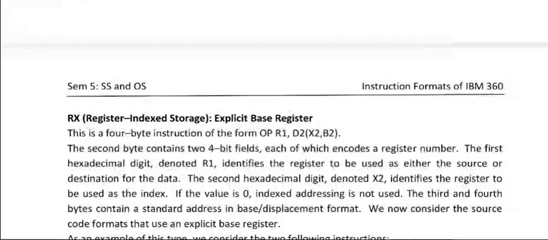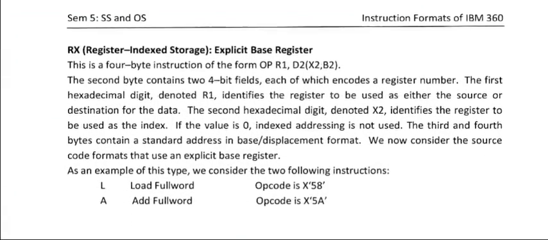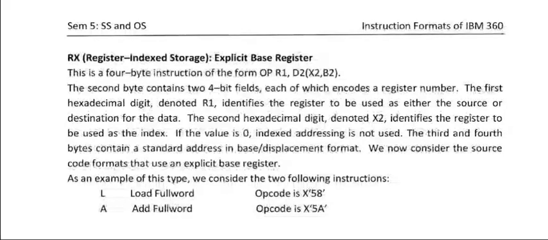We now consider the source code formats that use an explicit base register. Here is an example. L will load the full word. A will add the full word. Here the opcode is x58 for loading. For addition, the opcode is x5A.